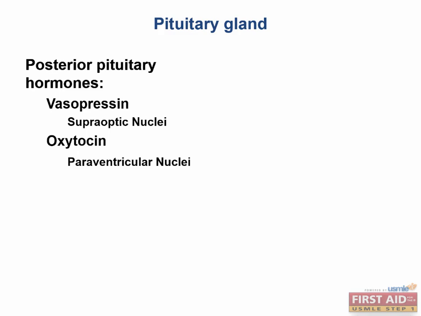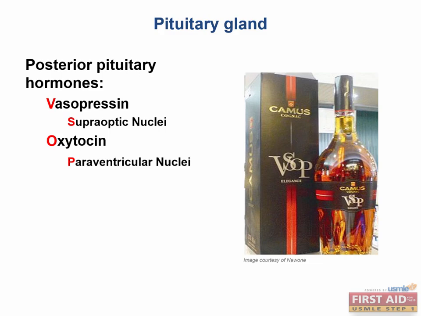My mnemonic, and I have no idea why no one's thought of this before, by the way, is VSOP. For those of you who don't know, it's a grade of cognac that means my drink is better than yours. So think about that posterior pituitary next time you pass the Courvoisier.